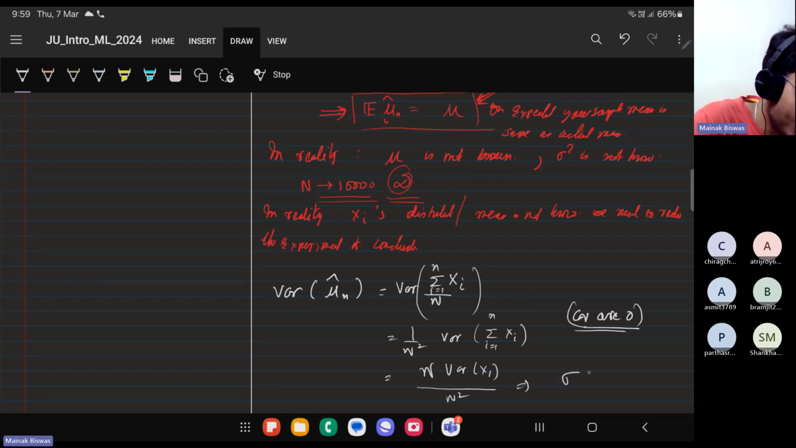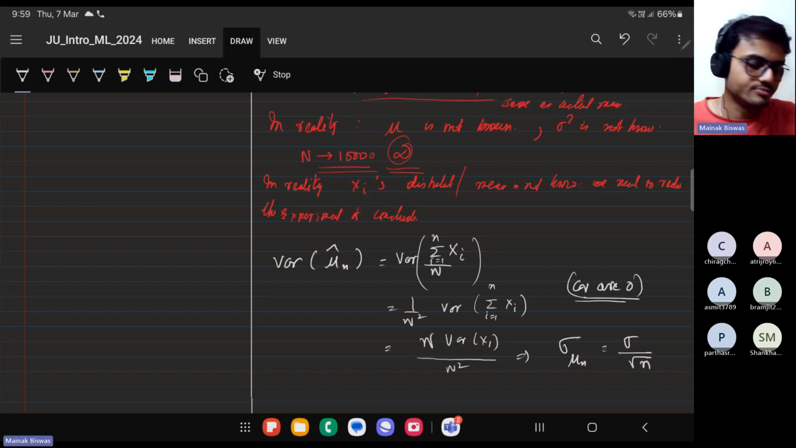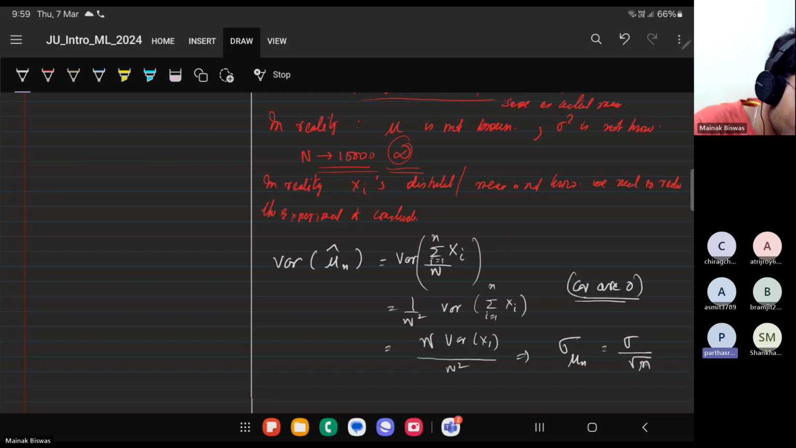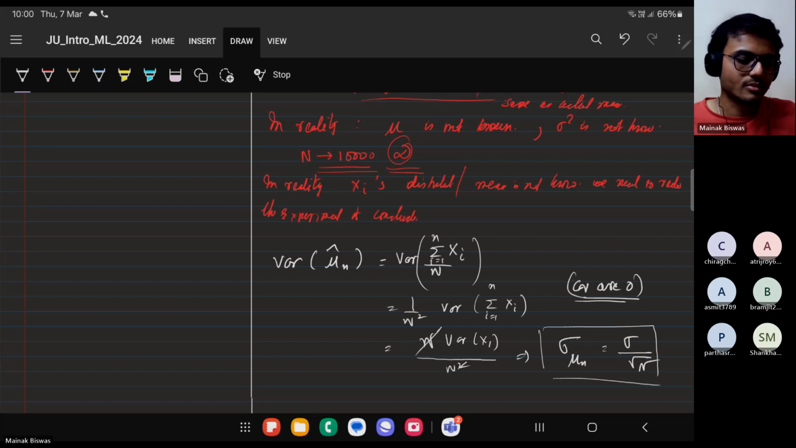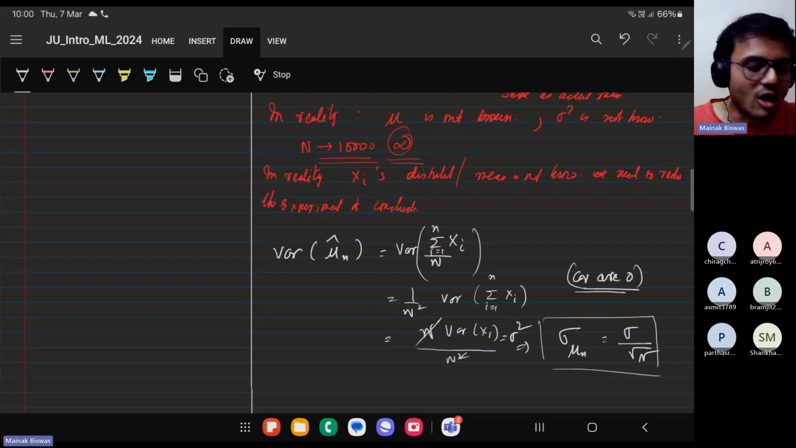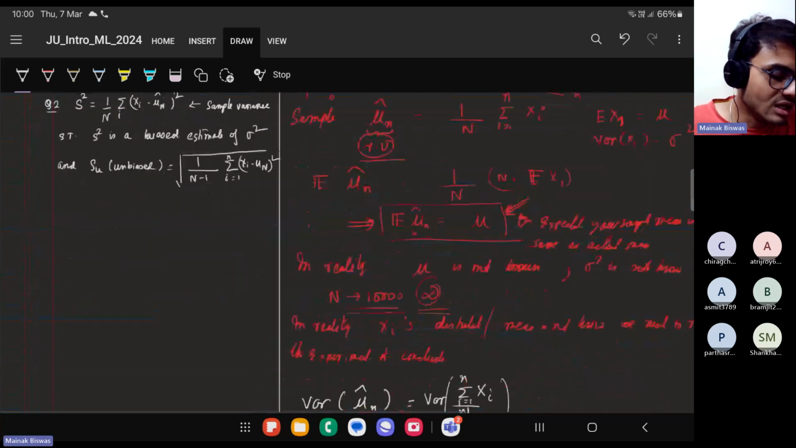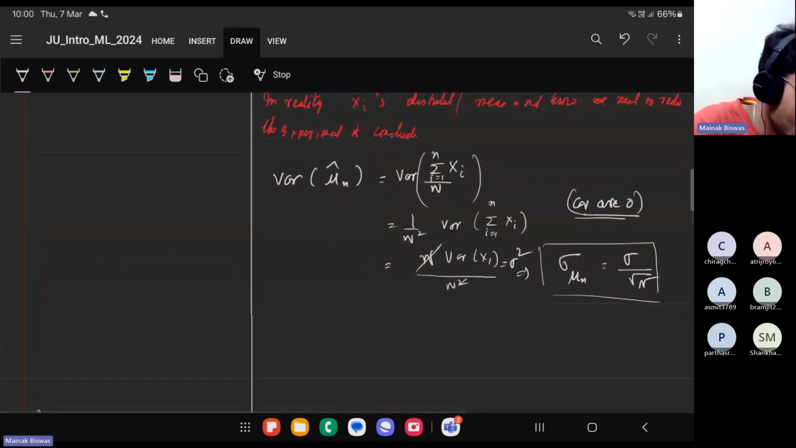So the standard deviation of mu n is nothing but, yes or no? Good. So now my question is, I have to show that the mean will converge. How can I show that the mean will converge? We'll show that and we'll stop for today. So what is the idea? You see, as n tends to infinity. Go ahead.